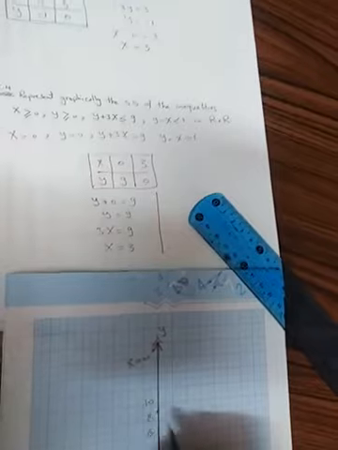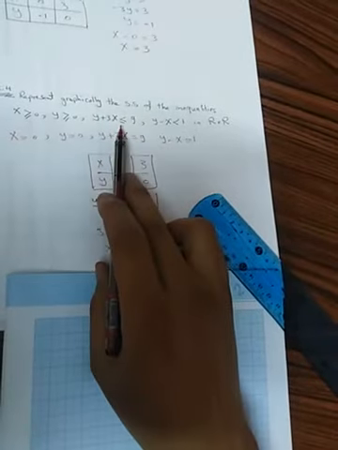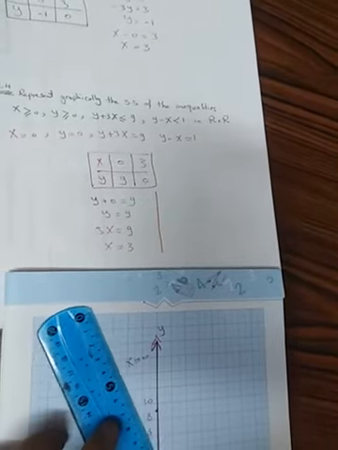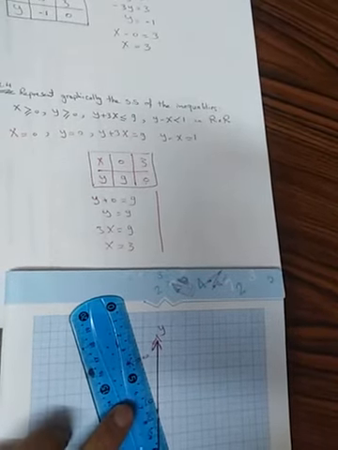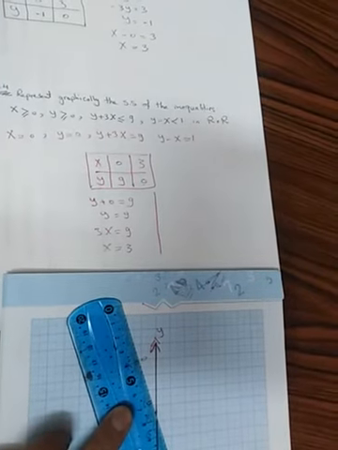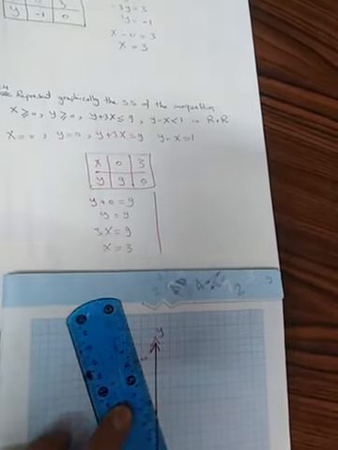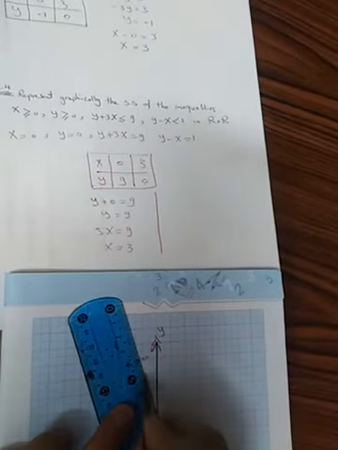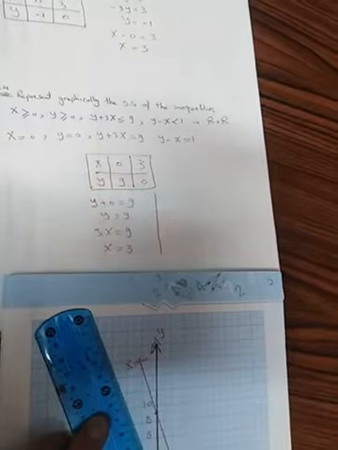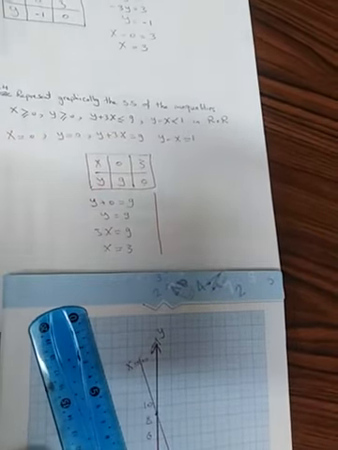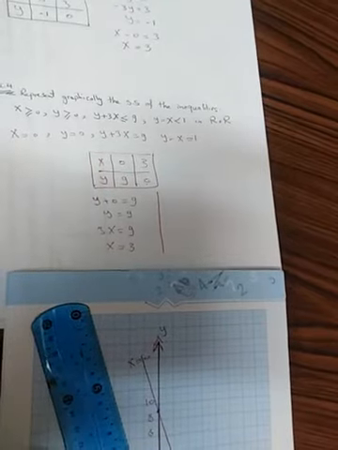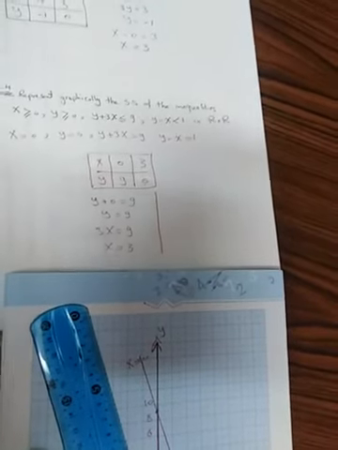The points are here. Okay. The inequality was less than or equal. Then I'll draw the straight line, solid. This is the straight line of the equation y plus 3x equals 9.